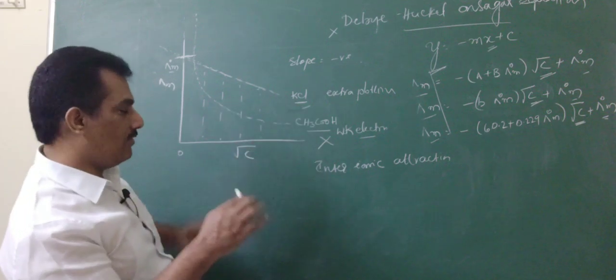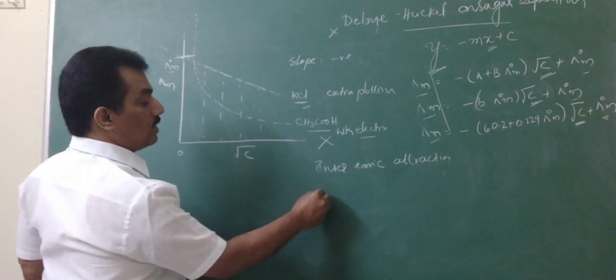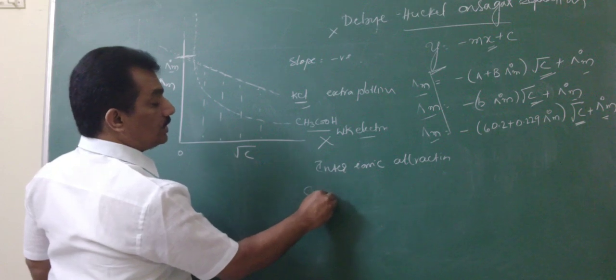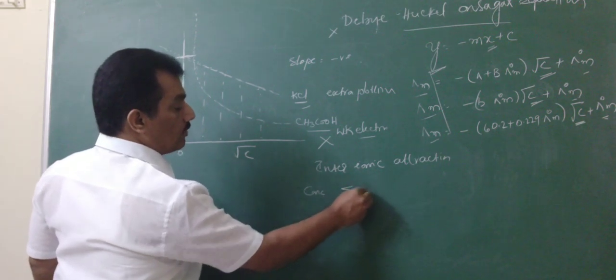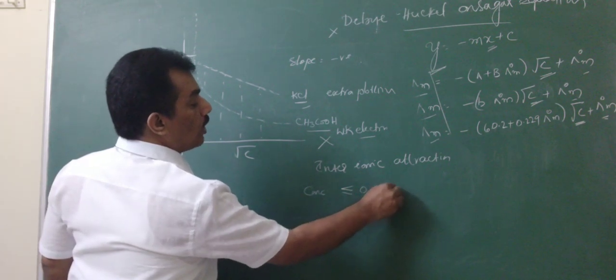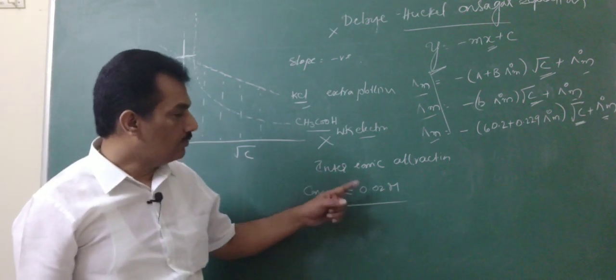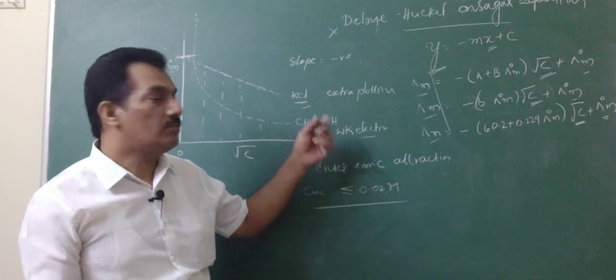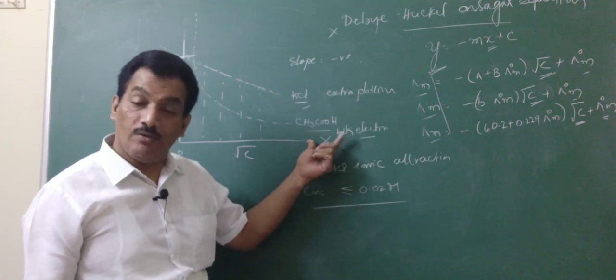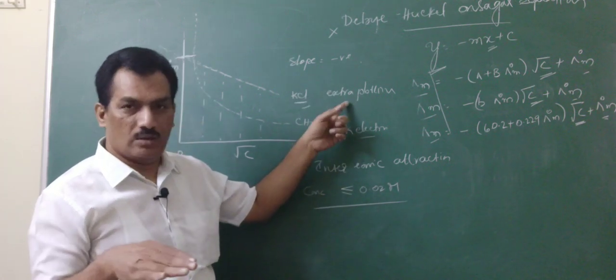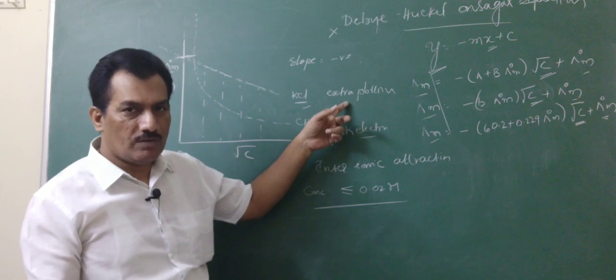Simply remember forever: for strong electrolytes, it is applicable when the concentration is less than or equal to 0.02 molar. That's all. If the concentration is greater than this, then you can find deviation from this equation, even though they are strong electrolytes. Are you clear with this one?